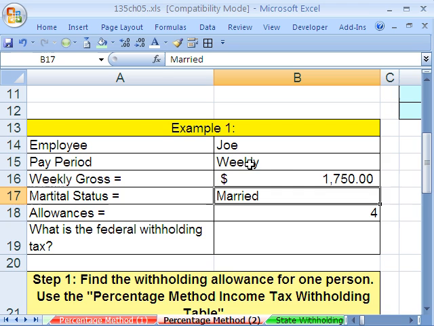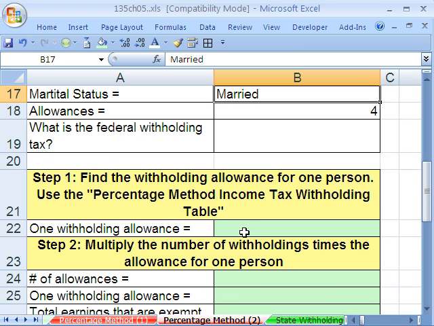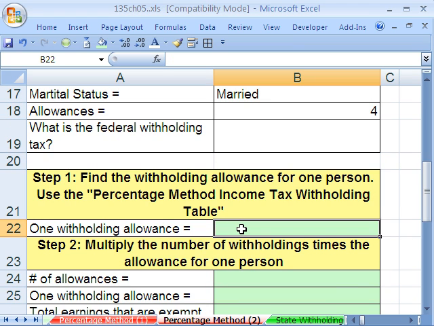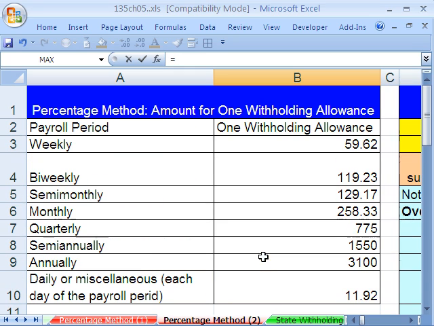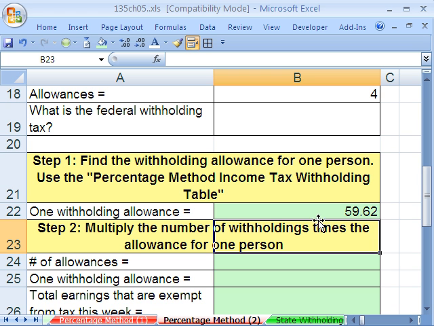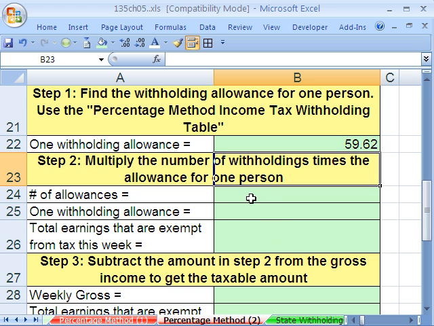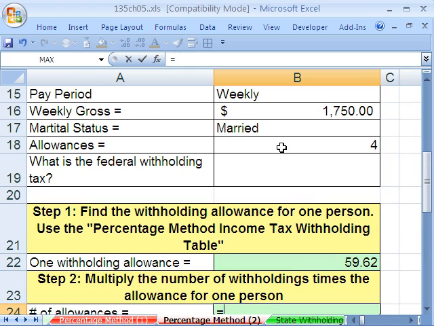Here's Joe, weekly. There's the amount, married, and 4 allowances. What is the federal withholding tax? Step 1, we've got to figure out one withholding. So we just go look it up in the table. This time I'm not going to mess around. I'm going to say equals and click up here. One weekly allowance withholding. So they said for a week for one person, you get to keep that amount. But we have more than one person. We have 4. So in our next step, we say number of allowances, 4.